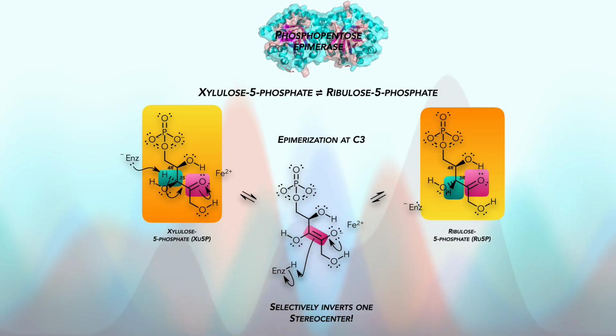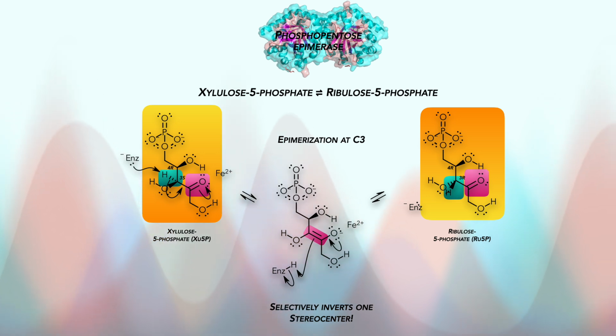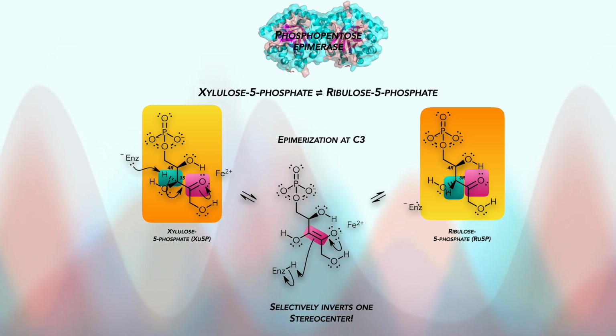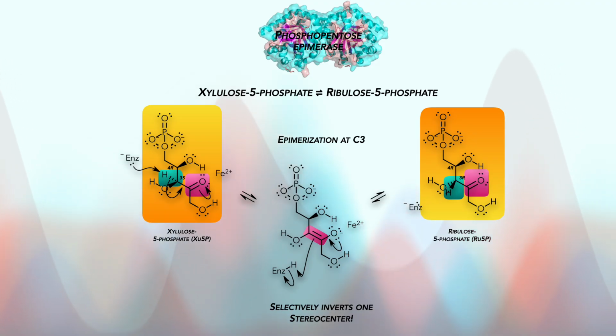A divalent metal ion stabilizes the ene-diolate produced when a proton is removed from C3. Reprotonation from the opposite face inverts that single stereocenter. This is epimerization, selective inversion at one stereocenter while the rest of the molecule is conserved.